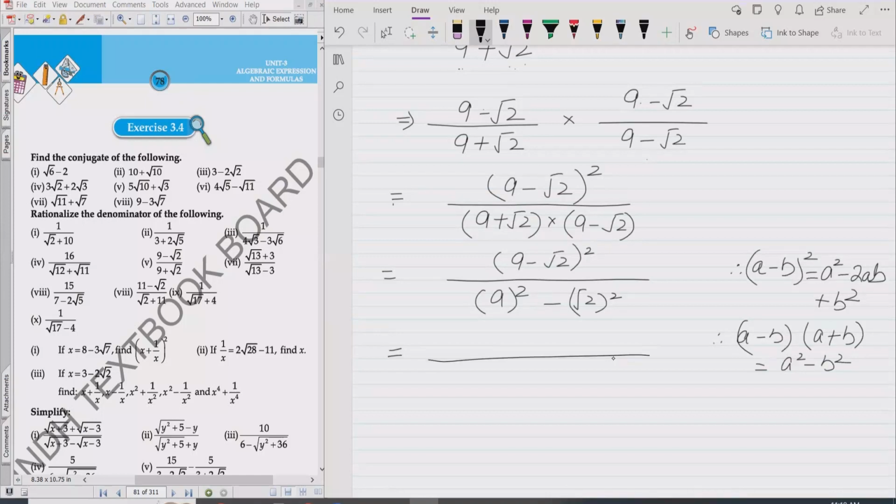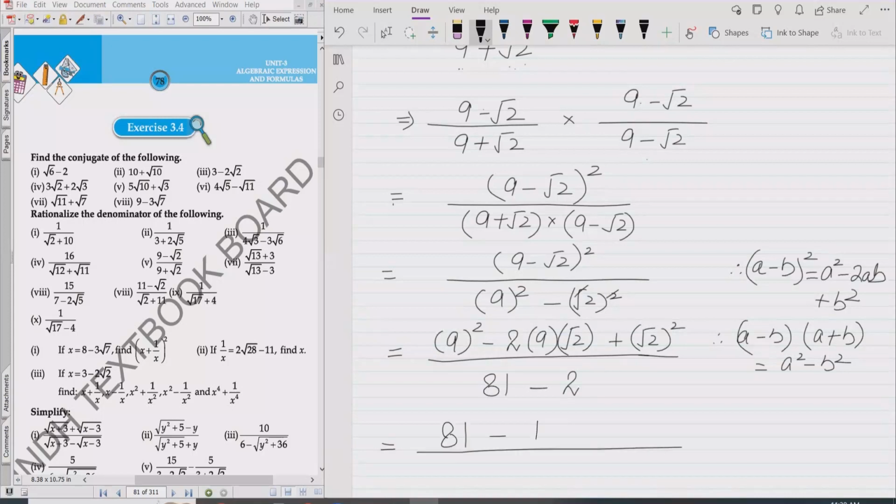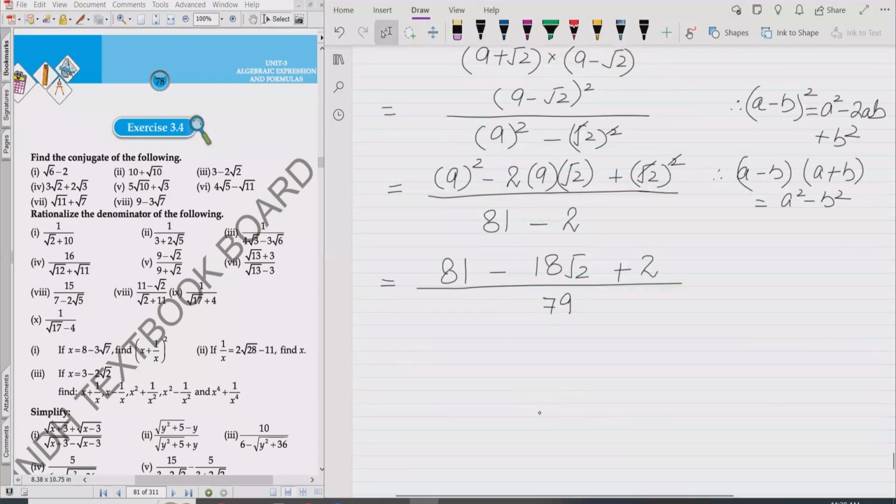Okay, now simplify these terms. 9 whole square, minus 2 times 9 times root 2, plus root 2 whole square. 9 nines are 81, and the square root cancels with the square, giving 2. Then 2 nines are 18 root 2. So in the numerator, 81 plus 2 is 83 minus 18 root 2. In the denominator, 81 minus 2 is 79. So the answer is 83 minus 18 root 2 upon 79. So this is the answer of this question.